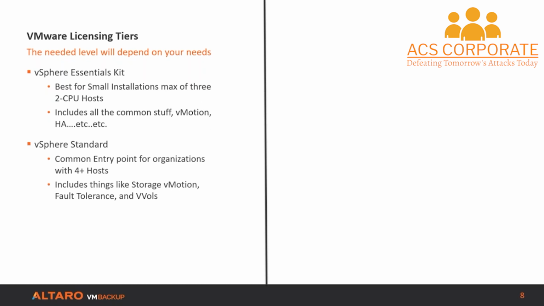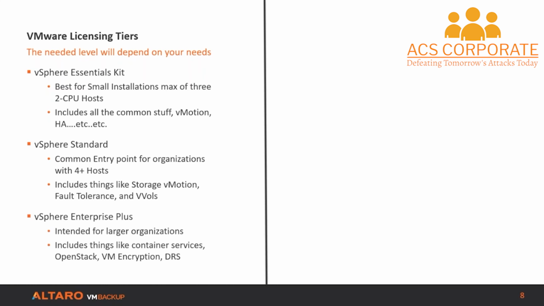Then we go to Standard. This is really the common entry point for organizations that have 4 or more hosts. This includes things like storage vMotion, which is the equivalent of live storage migration. You get fault tolerance here, you get vVols, and a couple of additional features.